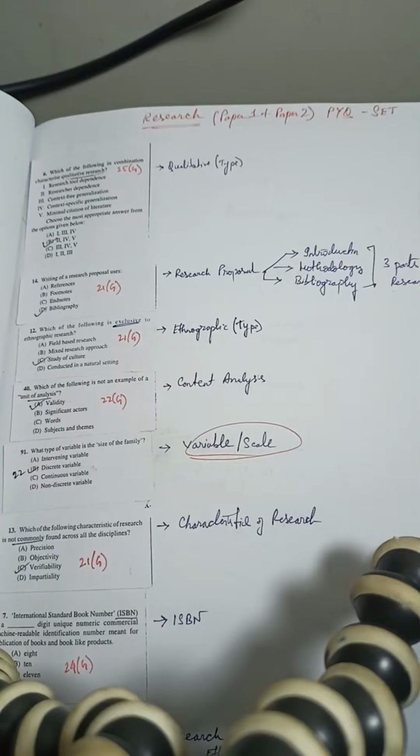Now we move to the next question, writing a research proposal. This is from the research unit. Today we are discussing the previous year questions of the paper research, a combination of paper 1 as well as paper 2. The second question asks, writing of a research proposal uses what?